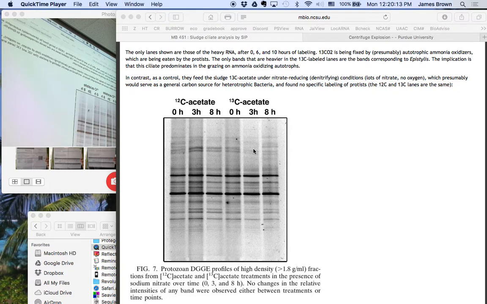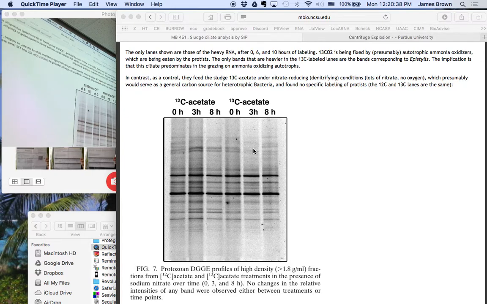Wouldn't it be nice to try this under denitrifying conditions? The other thing that happens is denitrification in here. And this is when you've got lots of nitrate and no oxygen, and you're looking for that nitrate to be reduced to dinitrogen gas. And so they do the same experiment now, only with acetate, under anaerobic conditions.